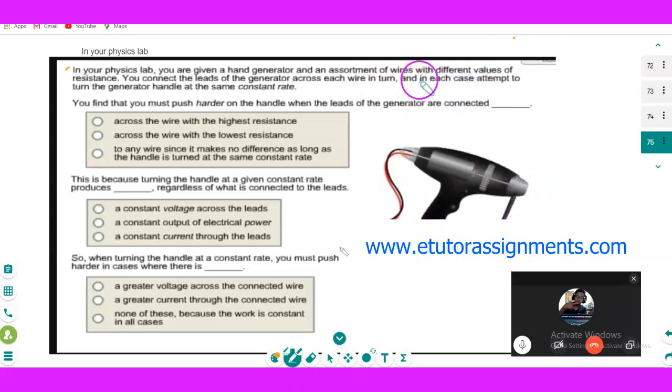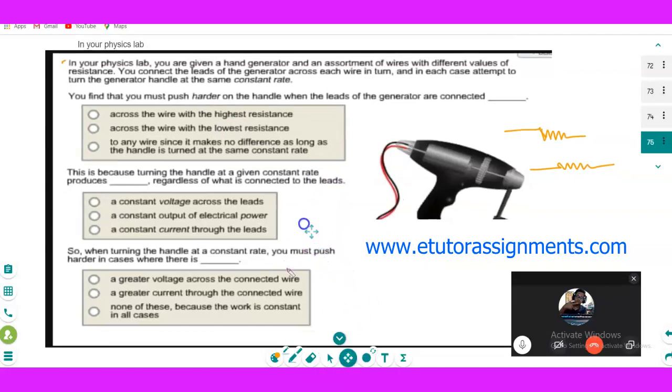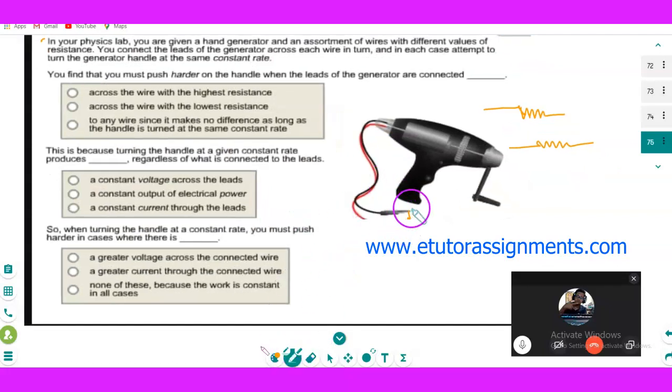Then you have different values of resistance here. You can connect different values of resistance with this wire and this wire. When the current flows, the resistance will consume the energy, correct? The current flowing through the resistance gets consumed, and the power produced by this resistance is P equals I squared R.